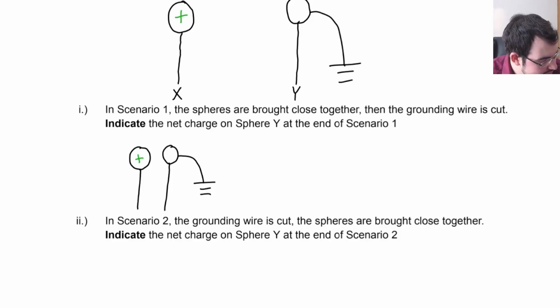So what that's going to do is bring electrons from the ground onto sphere Y, because it's going to try to suck up electrons from the ground. And if I just cut the wire at this point, well, the electrons that have been brought onto the sphere from the ground are just kind of stuck there. So sphere Y is negatively charged.